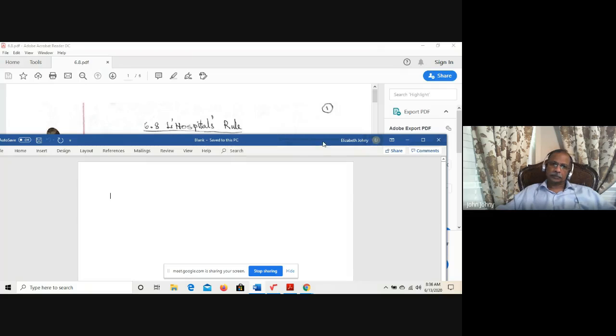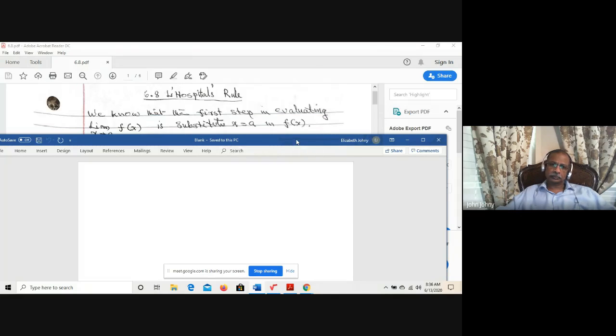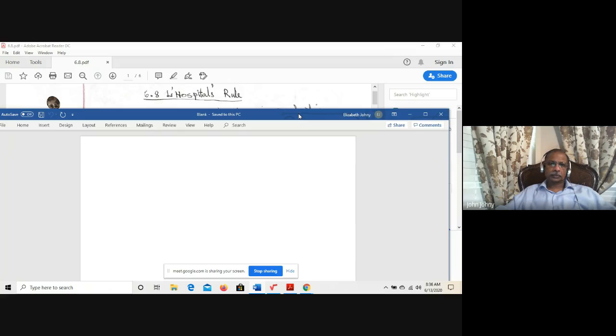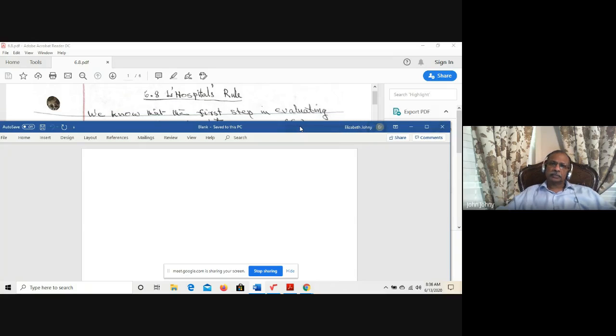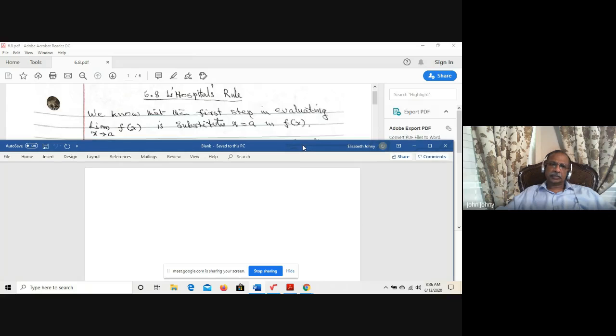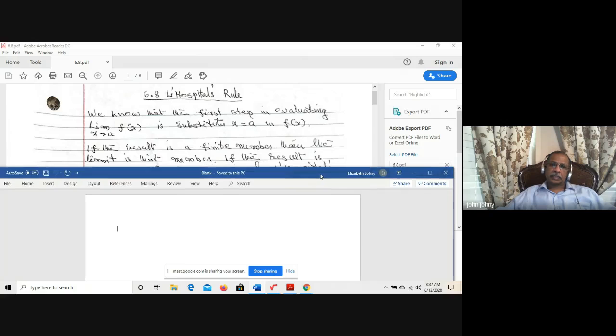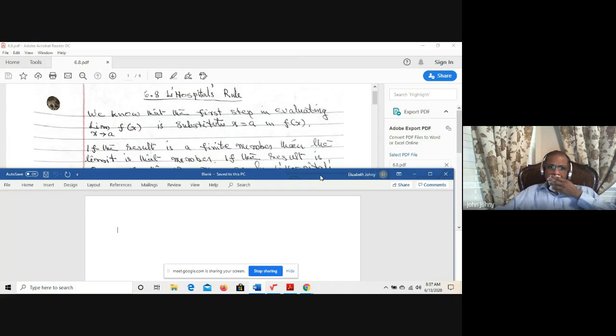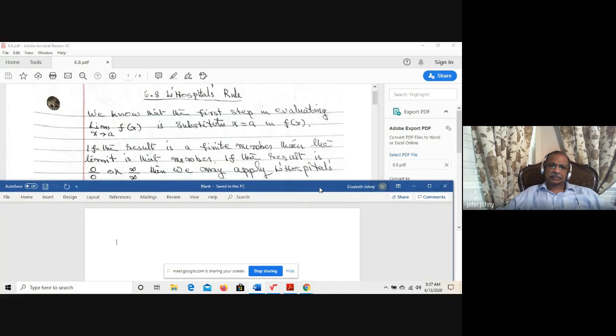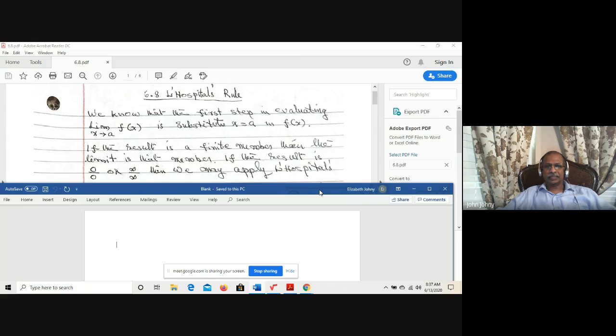Yes, here is the L'Hopital's rule. The L'Hopital's rule works like this. We know that the first step in evaluating the limit as x approaches a of f(x) is to substitute x equal to a in f(x). When we substitute, if you get a finite number, then that number is the limit. If the result is 0 over 0 or infinity over infinity, then we may apply L'Hopital's rule. These two are called indeterminate.